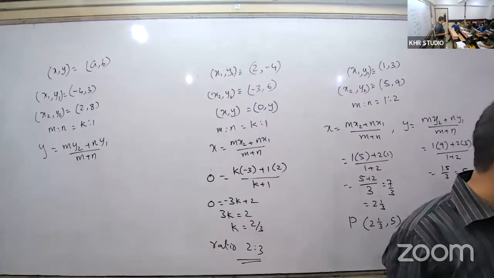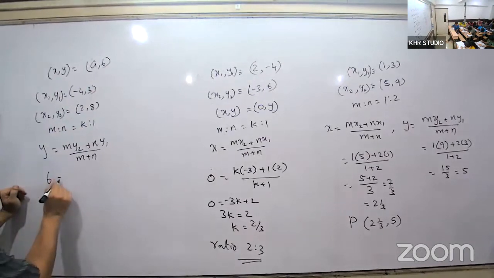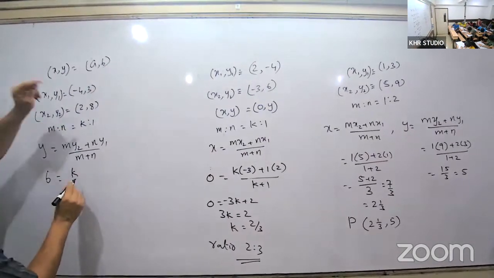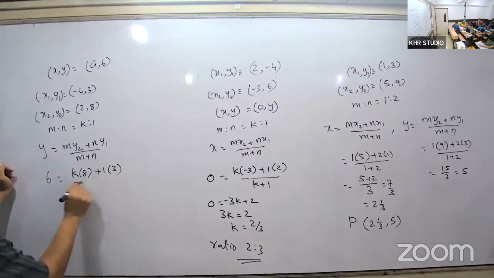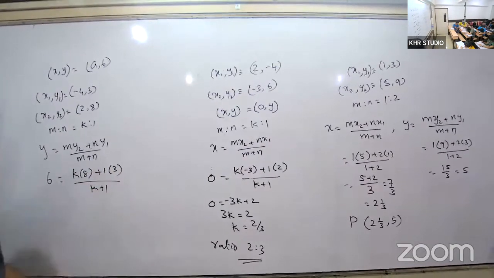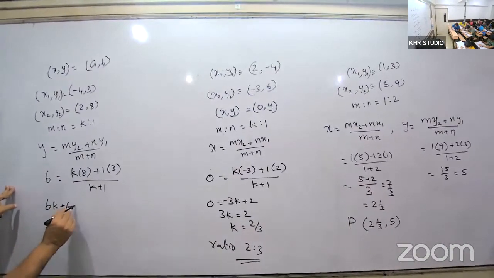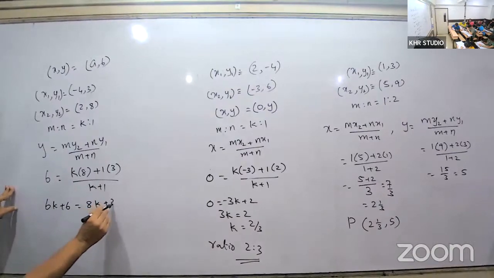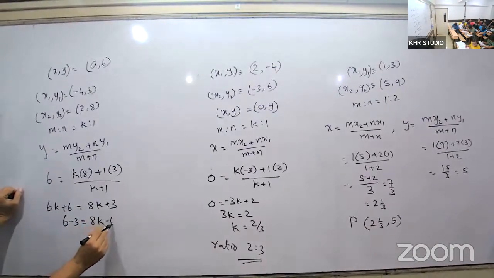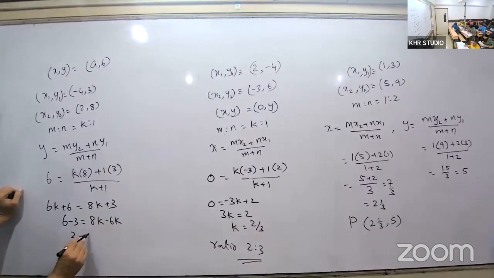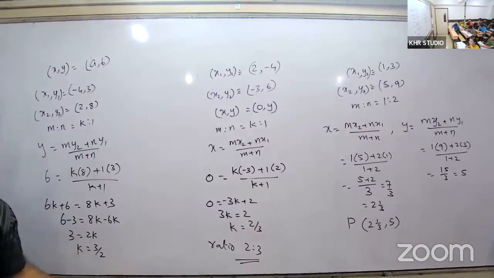K value, put down the value. What is the problem? Value y is how much? 6 is equal to K, how much? By 2 is how much? 8 plus 1 into 3 divided by K plus 1. Now what is the problem? Cross multiply. 6 into K plus 1, 6K plus 6 is equal to 8K plus 3. 6 minus 3, 8K minus 6K. 3 is equal to 2K. K is equal to 3 by 2. All of you got this one? Yes.